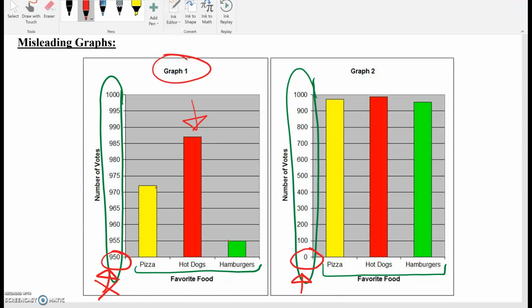So it's very misleading, as opposed to graph number 2, where it starts from a 0, it has a 0 starting point, and then you can see that there actually is no preference between hot dogs, hamburgers, and pizza. Okay, so just watch out for that.